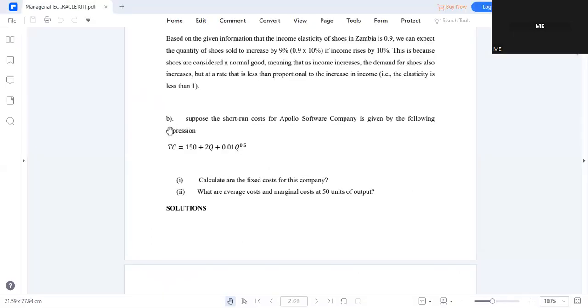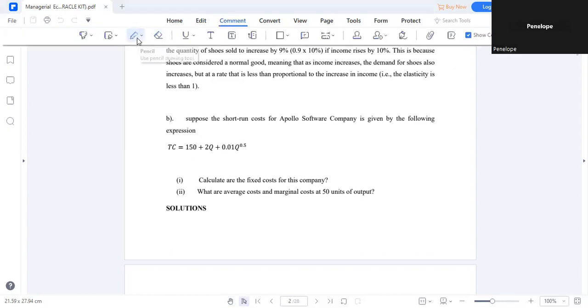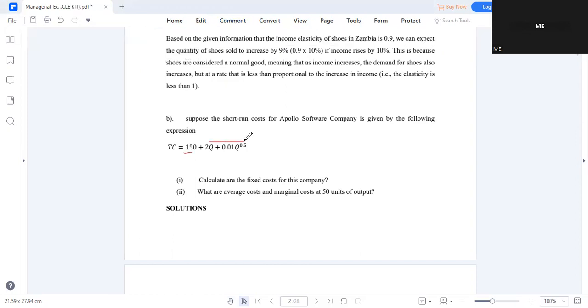So we're given this function here, the total cost function. I want you to help me find the total cost, the fixed cost and the variable cost. Which one's the fixed cost here and which one's the variable cost? The fixed cost is 150, correct? Yes. And the variable cost is 2Q plus 0.01Q to the power 0.5. This is the fixed cost and this is the variable cost, all of it.